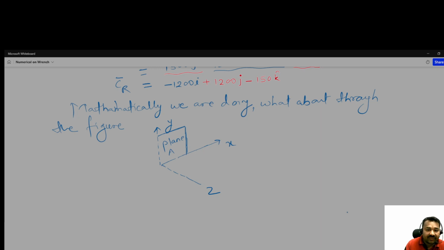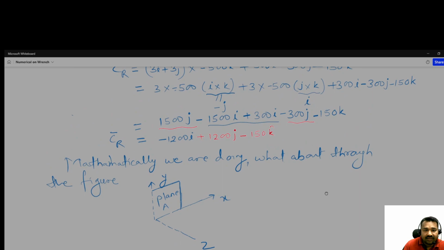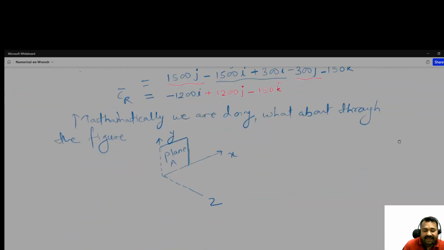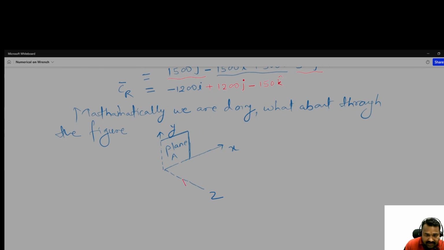Okay, and so what about the resultant? So the resultant is, you can see, minus 500K. So K is along this axis, and it is the R. Minus means the minus Z axis. Okay, and what about where the resultant couple lies? So it lies here in this plane.